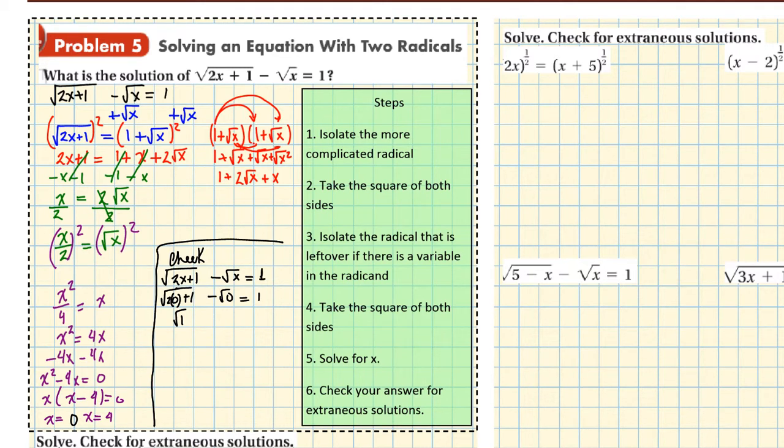Now let's double check the second one. For the second one, we're going to have the square root of 2 times 4 plus 1 on one of them, and the square root of 4 on the other one is equal to 1. The square root of 4 is 2. 2 times 4 is 8, plus 1 is 9. Square root of 9 is 3. So 3 minus 2. And look, both of them work.